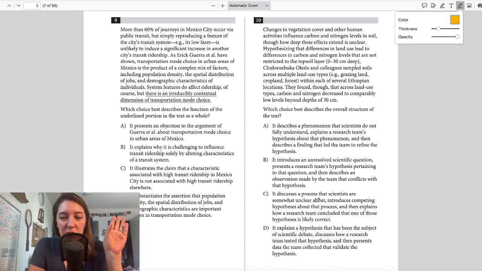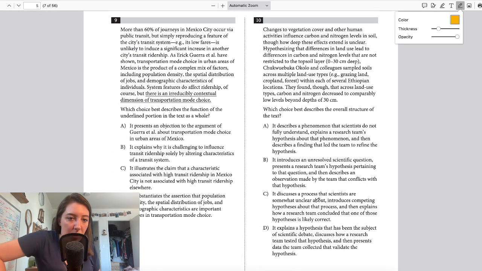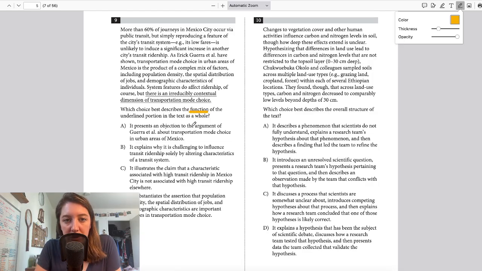Okay, we're going to do this as the last page, and then I'll be back. So, number 9 is the same kind of question. Function of the underlined portion in the text as a whole. This one is the last sentence, or even just part of the last sentence. So already this is probably going to serve a very different function than the previous sentence did.